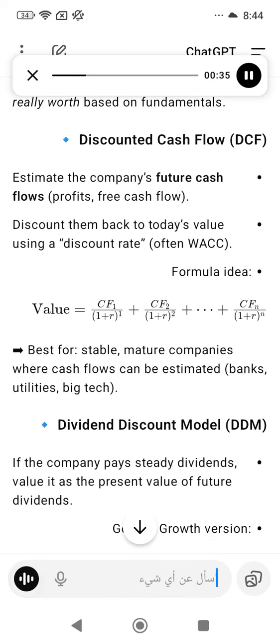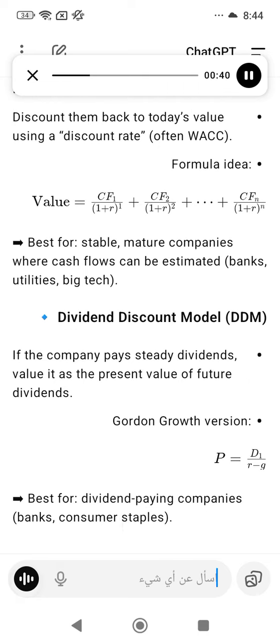Formula idea: value equals CF1 over (1 plus R) to the power of 1, plus CF2 over (1 plus R) squared, and so on, plus CFN over (1 plus R) to the power of N. Best for stable, mature companies where cash flows can be estimated: banks, utilities, big tech.